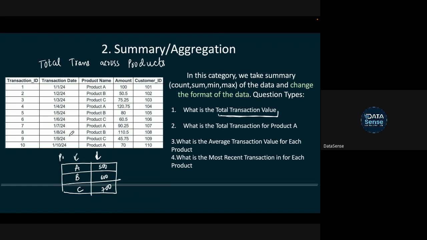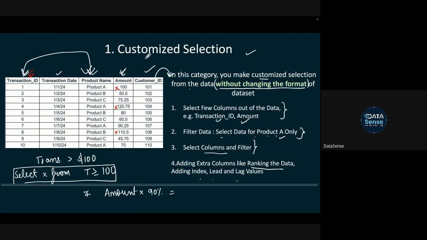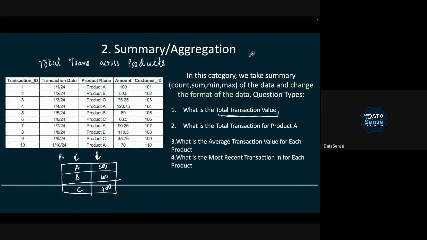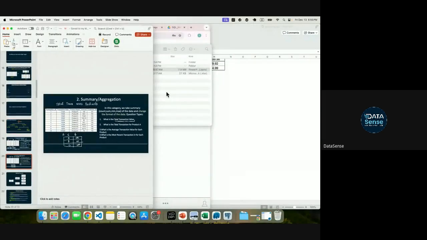For example, joins come in customized selection, because you have two tables, you just join them and you create a third table. Summary or aggregation are a separate type of question. So this is important to know. Today we are going to discuss the summary or aggregation type of question, how they happen, and then, as I mentioned, we'll solve 20 questions.